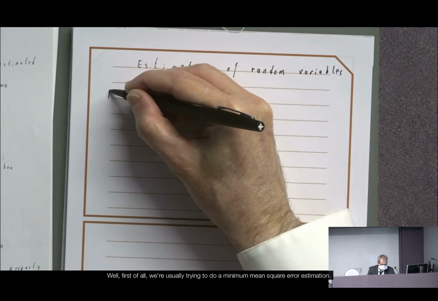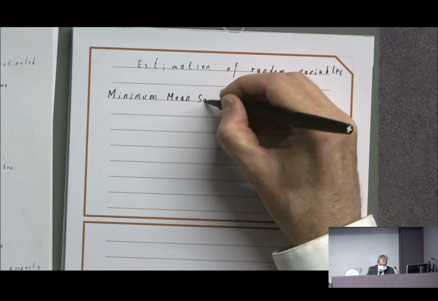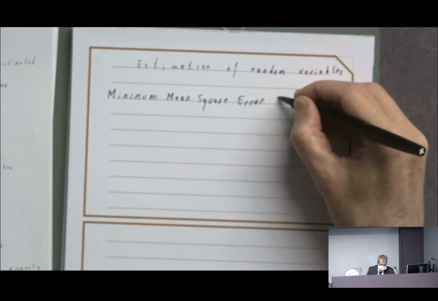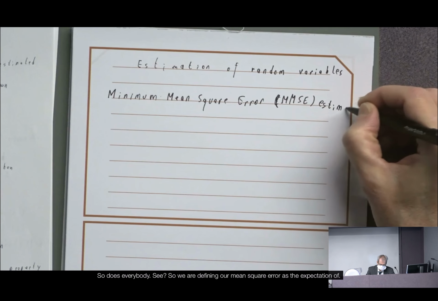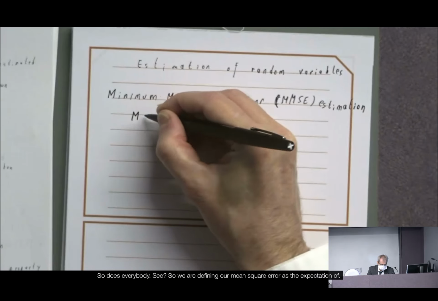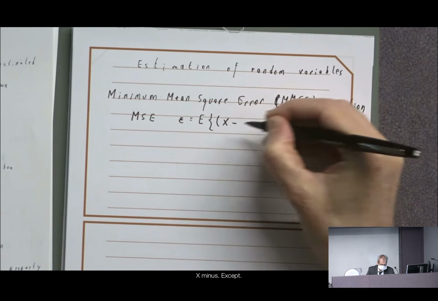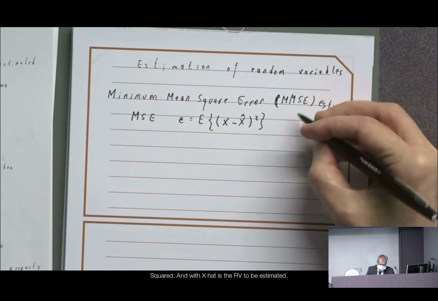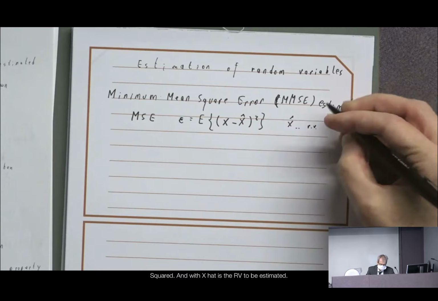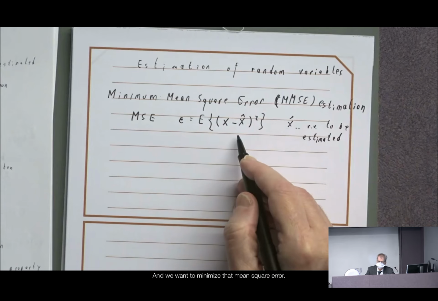So what are the different ways in which we can do our estimation? Well, first of all, we're usually trying to do a minimum mean square error estimation. So this is MMSE. We are defining our mean square error as the expectation of (x minus x hat) squared, where x hat is the RV to be estimated. And we want to minimize that mean square error.